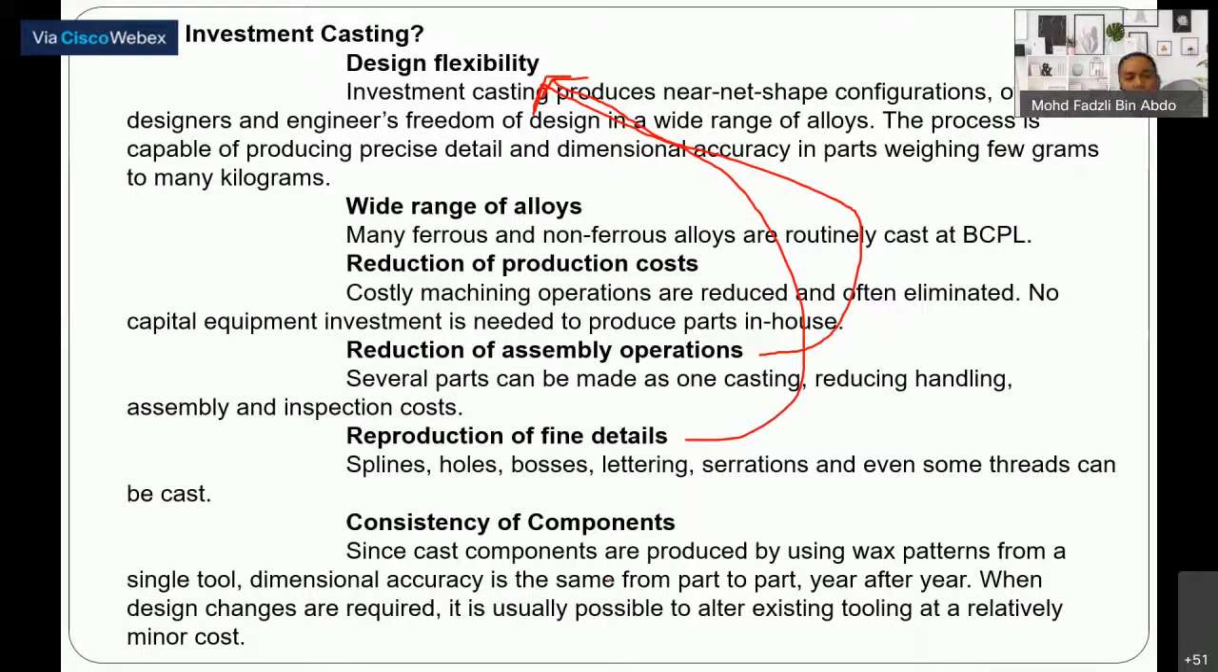And then consistency of the component. Since cast components are produced by using wax pattern from a single tool, dimensional accuracy is the same from part to part year after year. When design changes are required, it is usually possible to alter existing tooling at a relatively minor cost.